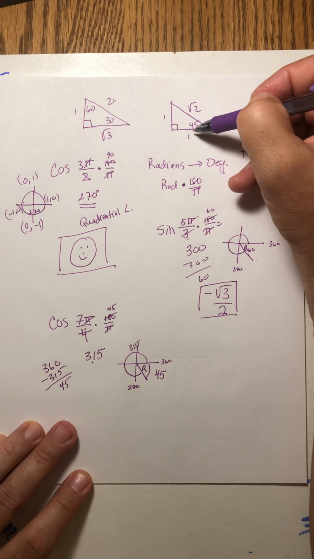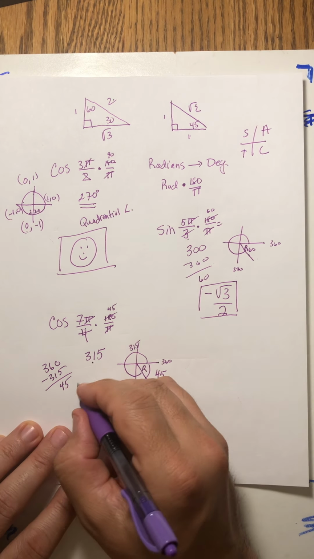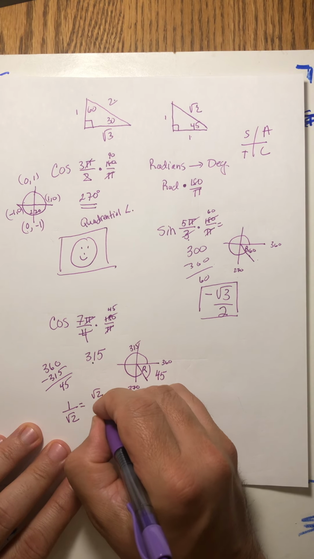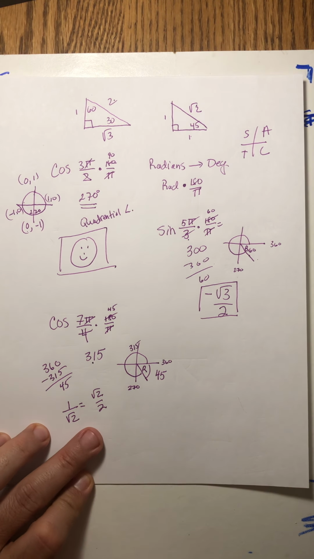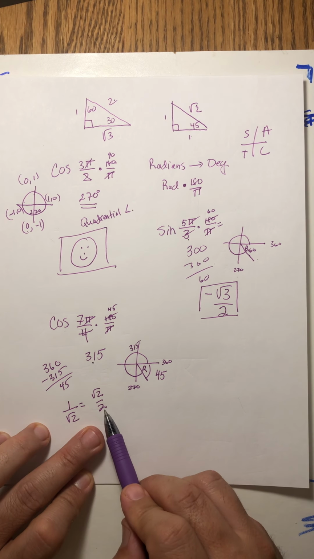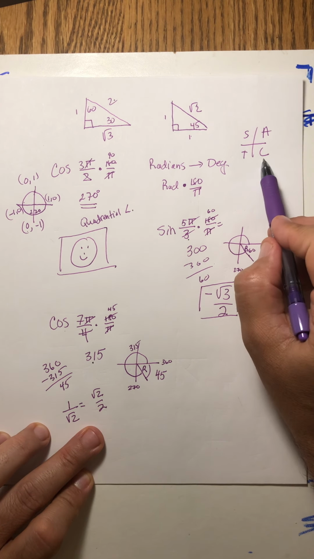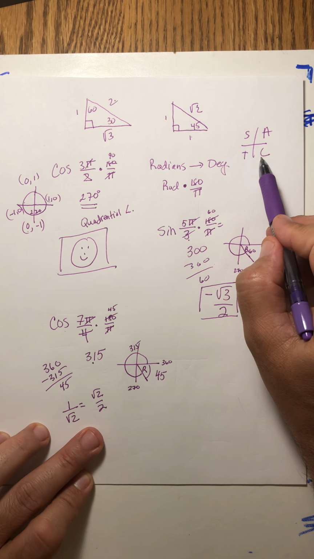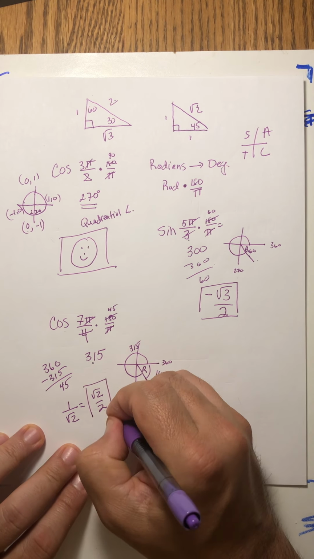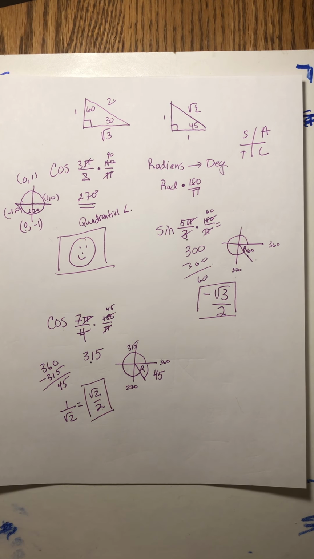All right, cosine of 45, 1 over radical 2, which we know is radical 2 over 2. Okay, we're talking cosine. Is this positive or is this negative? ASTC. Cosine's your x. X's are positive on the right side of the y-axis. So positive, radical 2 over 2.